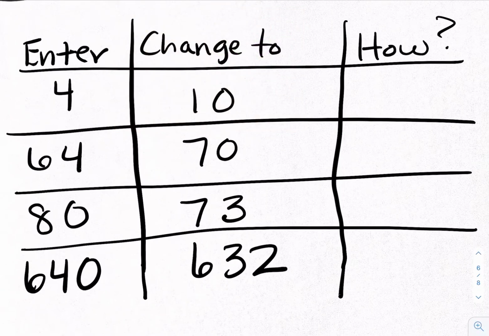If I put 4 in the machine and it changes to 10, how did it change? What happened? Think of that basic fact. Well, we added 6. So if I wanted to change from 64 to 70, what did I do there?